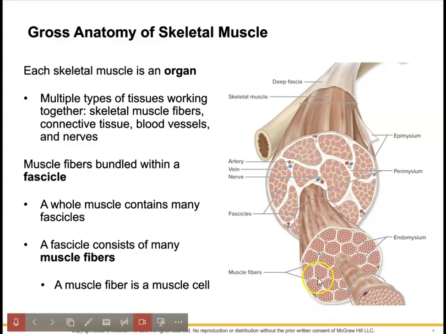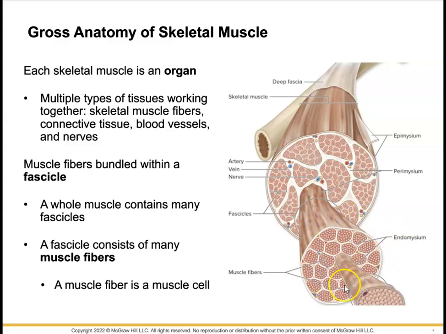If you look at this image, each one of these little bundles you see right here is a muscle fiber. Again, a muscle fiber is a muscle cell. We're going to look at the smaller structures that you see here as we continue, but right now, each one of these little round bundles is a muscle fiber.